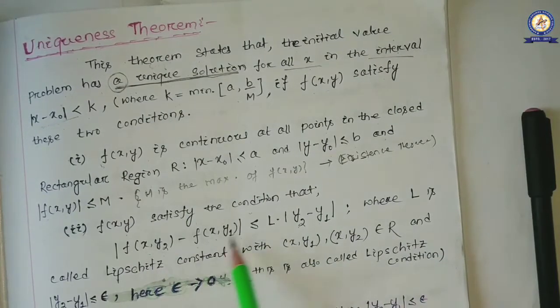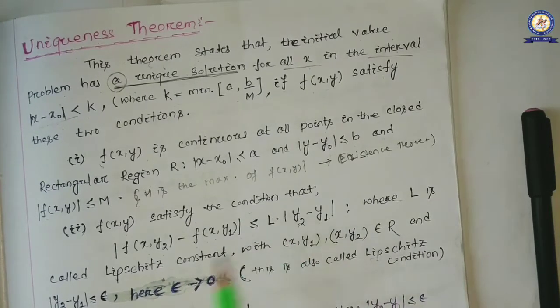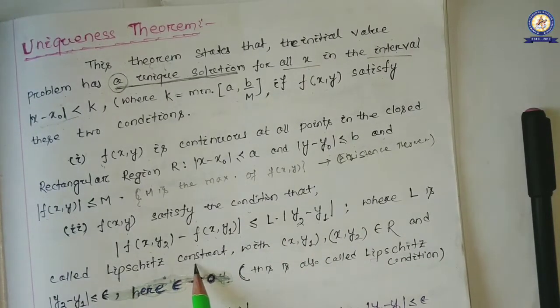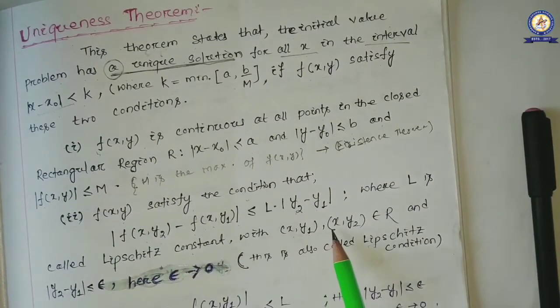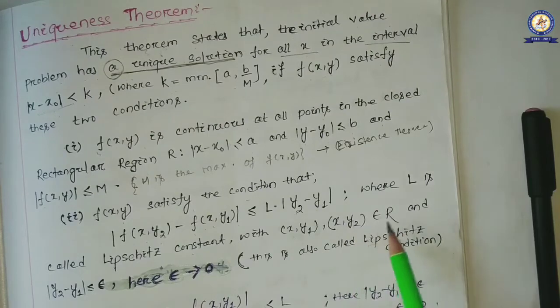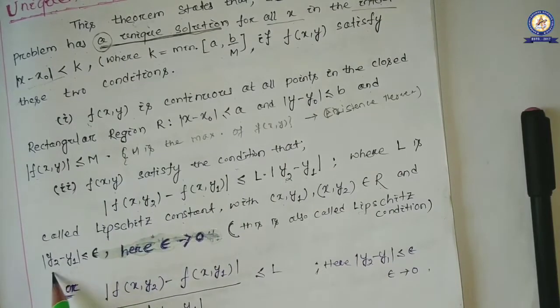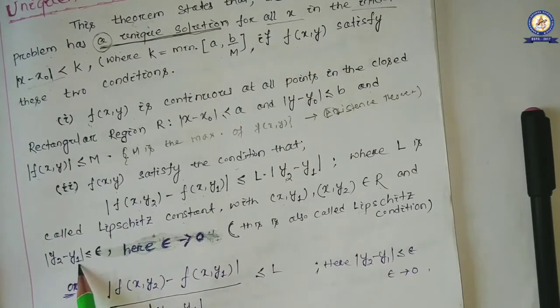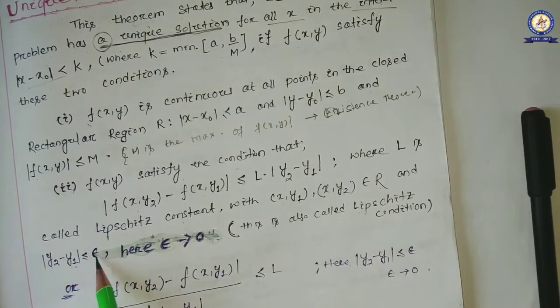Okay, this condition is also called the Lipschitz condition, and this L is called the Lipschitz constant. Here x, y1 and y2 are elements of the real numbers, and y2 minus y1 we are going to consider very closely. That means the modulus of y2 minus y1 is less than or equal to epsilon.